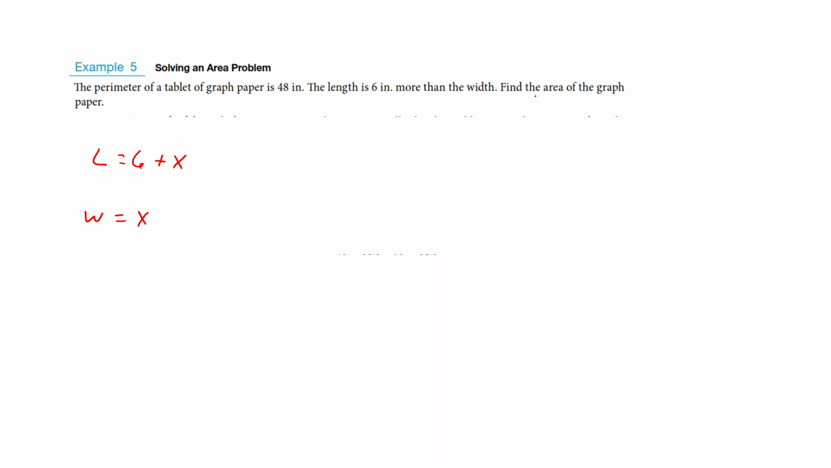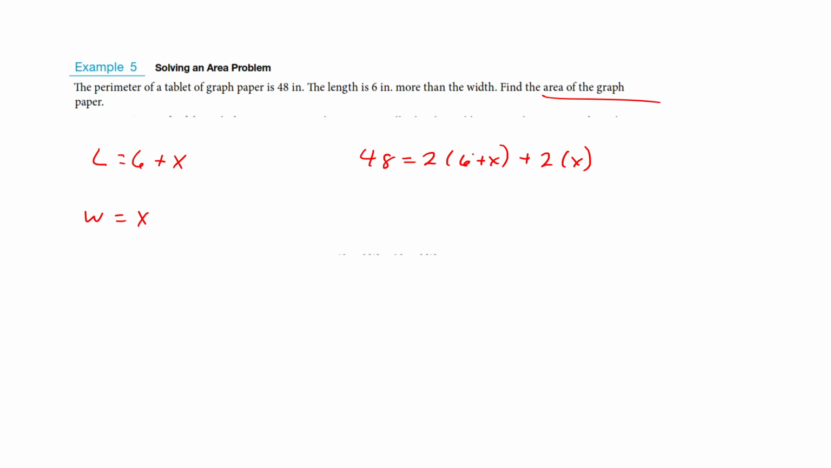Oh, I see. We have added something different. Well, not much. So we've got the perimeter, so we'll set that up here. 48 equals 2 times 6 plus x, plus 2 times x. Now what they want is the area of this paper when we're done.